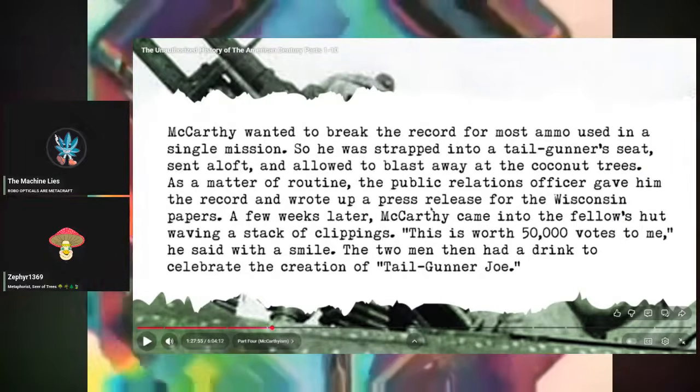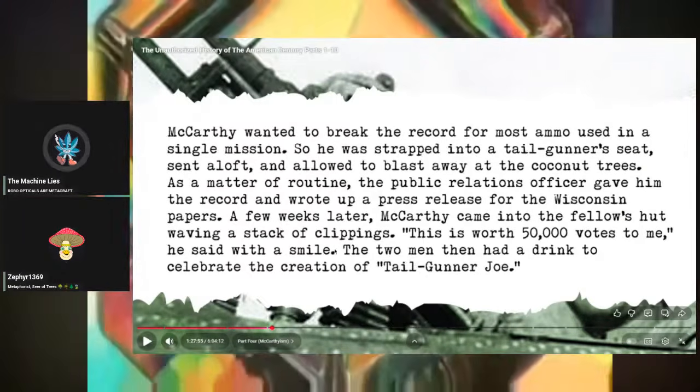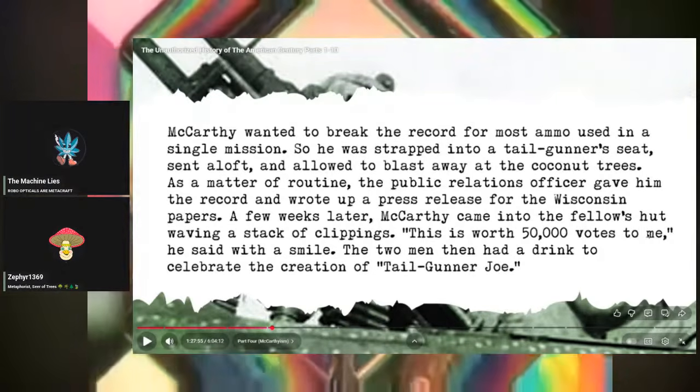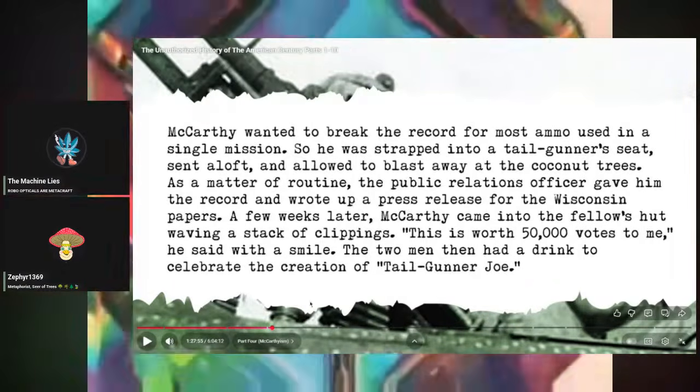came in, McCarthy came into the fellow's hut waving a stack of clippings, quote, this is worth 50,000 votes to me, unquote, celebrating the creation of Tail Gunner Joe.